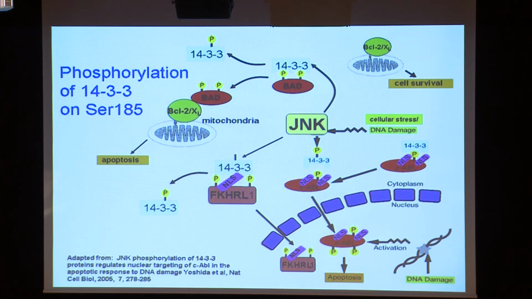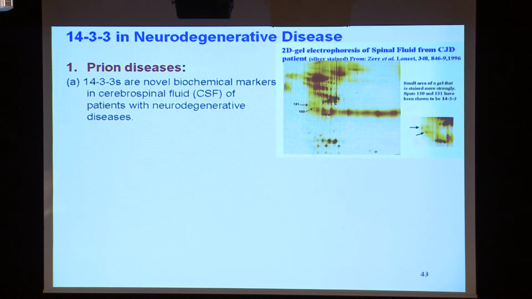And that's the summary of it. I'll move back to neurodegenerative disease now, and where does 14-3-3 become involved? Well, in prion diseases, such as CJD, 14-3-3 proteins have been shown to be biochemical markers in the cerebrospinal fluid of patients with these neurodegenerative diseases.